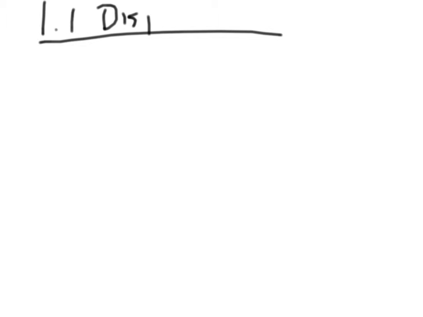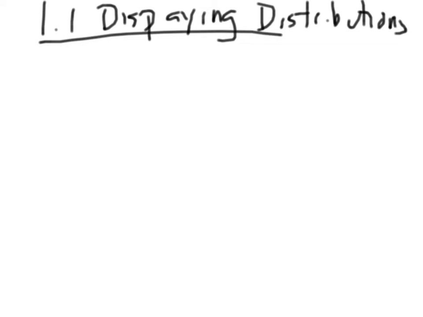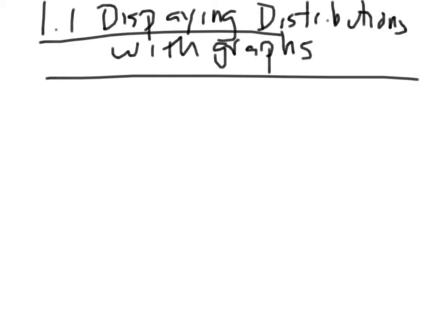Okay, so we're going to talk about the first section, which is section 1.1, displaying distributions with graphs. And we're going to talk about a couple of important vocabulary terms to begin with.